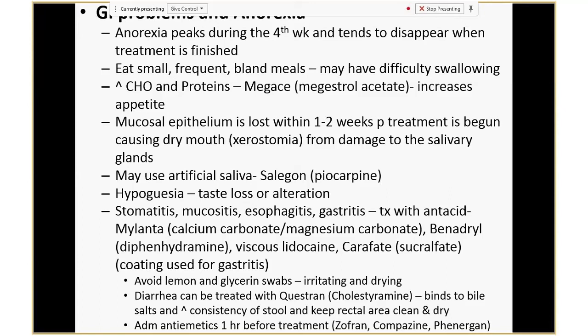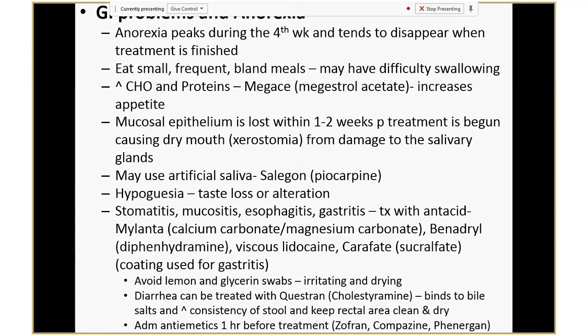It can actually cause more irritation and it dries it even further. If a patient's having frequent diarrhea, because that can happen from the radiation as well, we can give them Questran, which is just going to bind to the bile salts, and it's going to give you a better consistency of stool, so it's more hard rather than very loose. Okay, and that'll help your rectal area not break down as frequently.